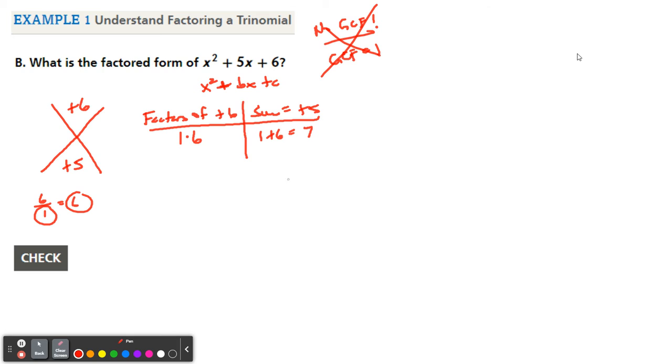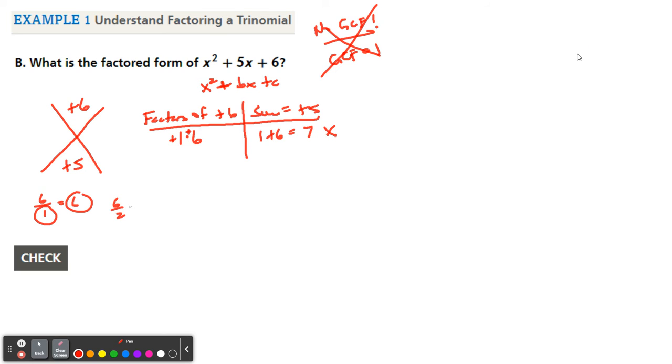Now, one thing to talk about are the signs of these numbers, because these numbers could be positive or negative. Well, in order to get a positive 6, these two numbers have to have the same sign, because when you multiply two numbers, you have to use the same sign. So because this is a positive 6, we need the same signs. And if I want a positive 5, they both have to be positive. So we're going to stick with a positive 1 and a positive 6. But again, it doesn't work, right? So this is not correct.